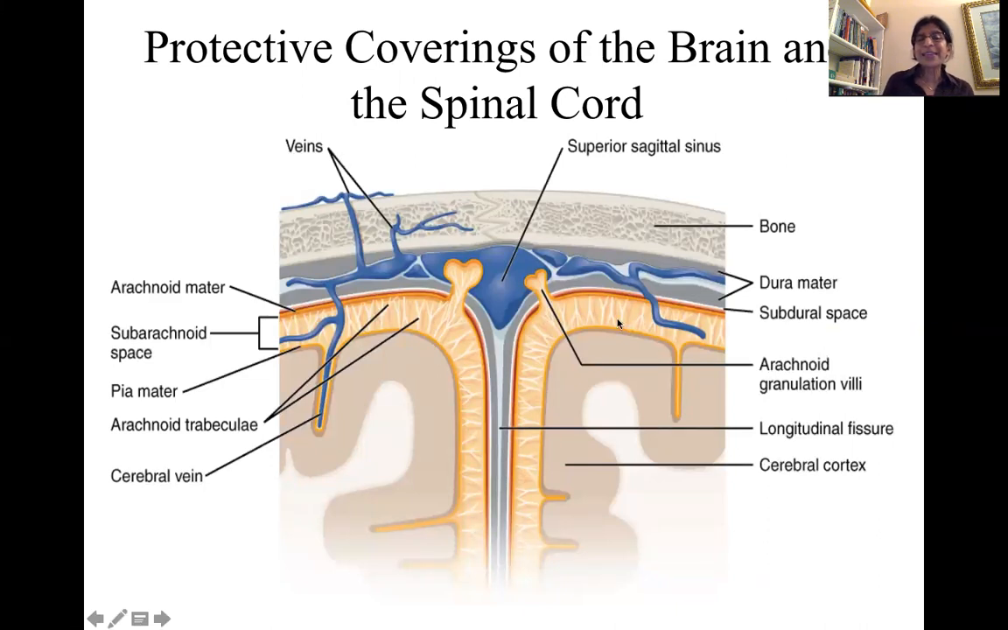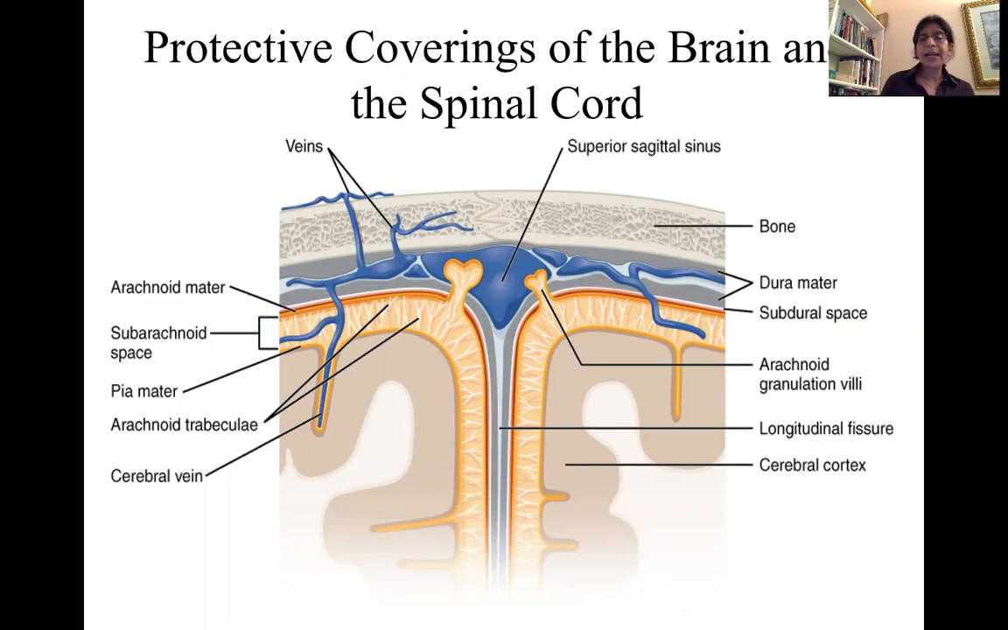So what you see here is a part of the cranium. Then the second means by which the brain and the spinal cord are protected is by the meninges. Meninges plural, meninx singular. Meninges are a set of connective tissue layers. The outermost is the dura mater, the middle layer is arachnoid, and the innermost layer is the pia mater.